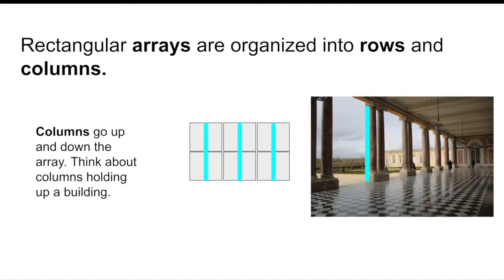Columns, on the other hand, go up and down the array. Those are the blue lines. So this array has 3 columns. If you need help remembering which way columns go, think about columns that hold up a building. These are also called columns, and they go up and down, just like in the array.